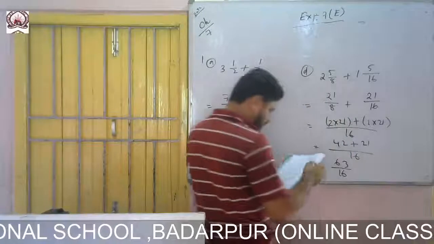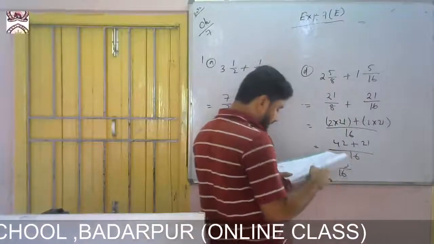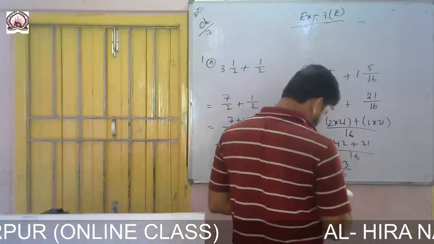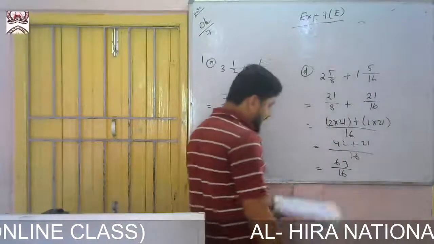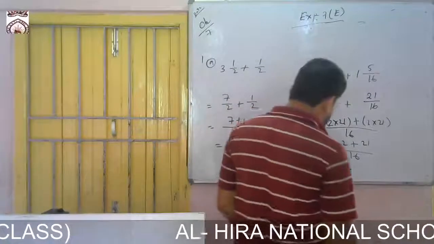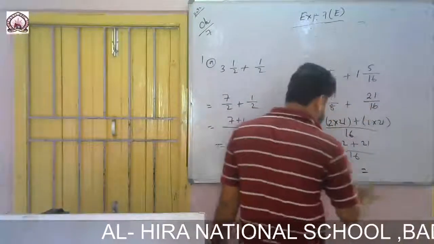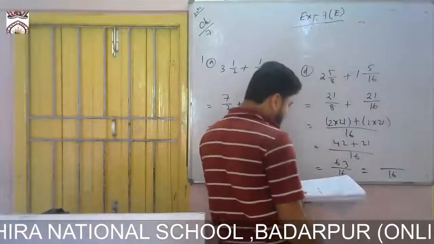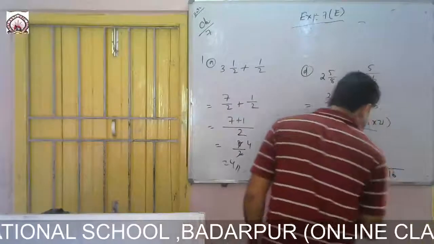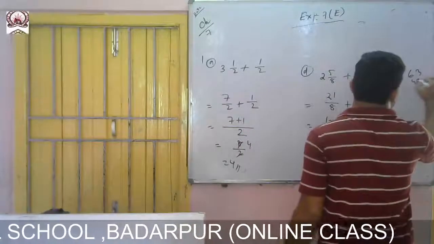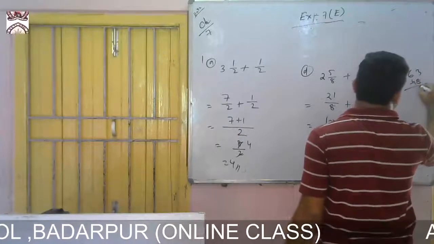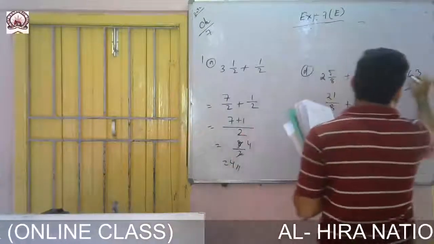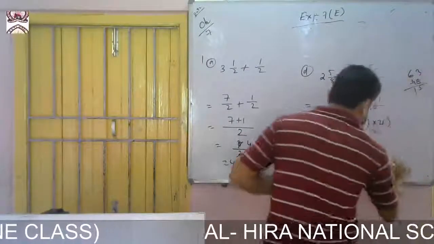63 by 16. Now we cannot divide, so let us take it into a mixed fraction. 16 3s are 48. So 63 minus 48. It will be 13 minus 8, which is 5. Here remains 5. 5 minus 4 is 1. 15. Here it will be 15.